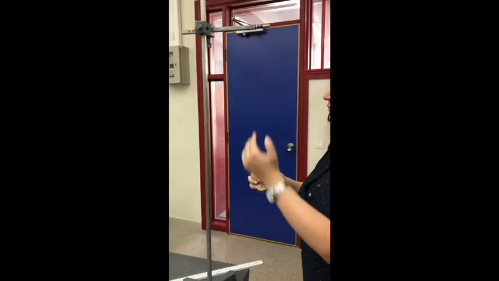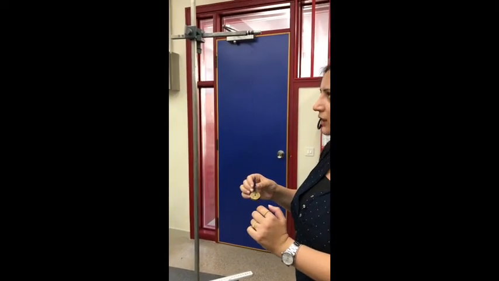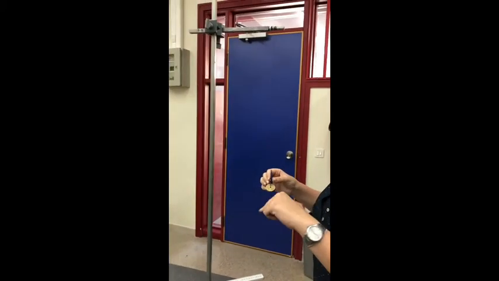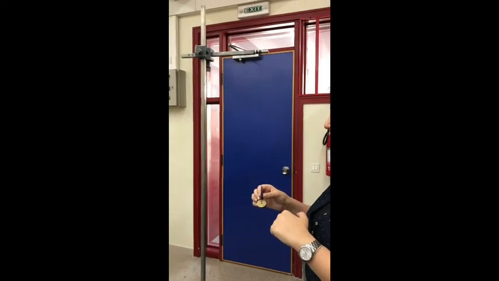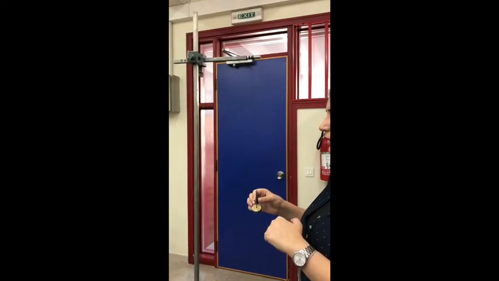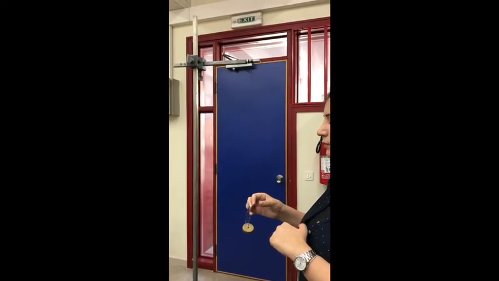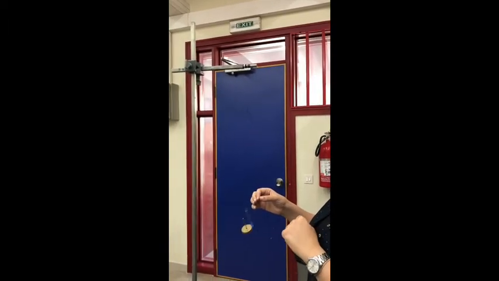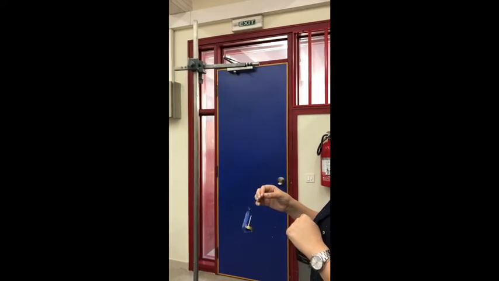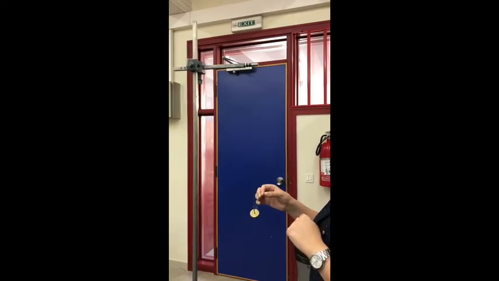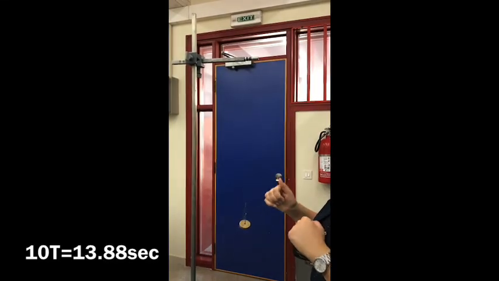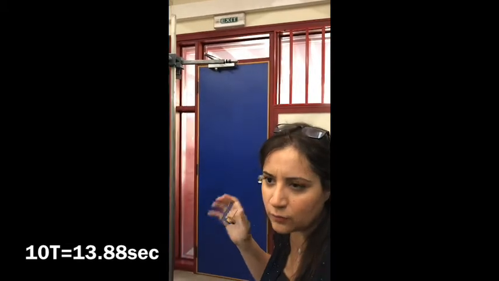So this is the vertical, okay? With 50 grams, I'm taking a small angle, and we will measure the time for 10 periods as well. So I will start now, 1, 2, 3. 1, 2, 3, 4, 5, 6, 7, 8, 9, and 10. 13.88.